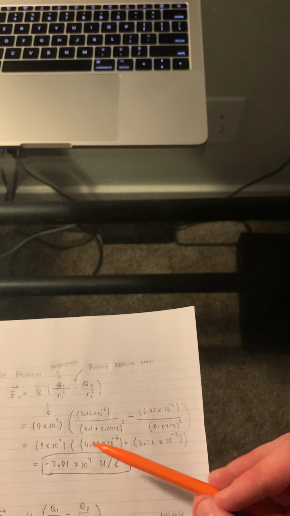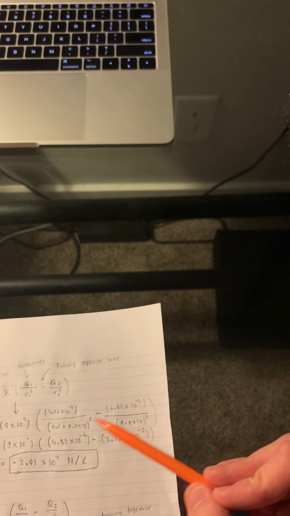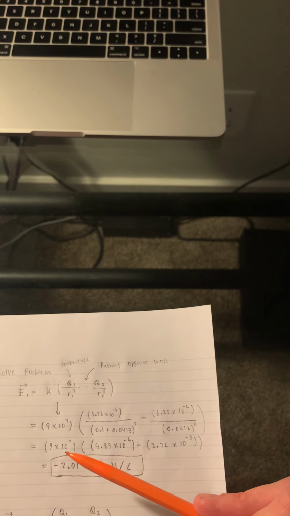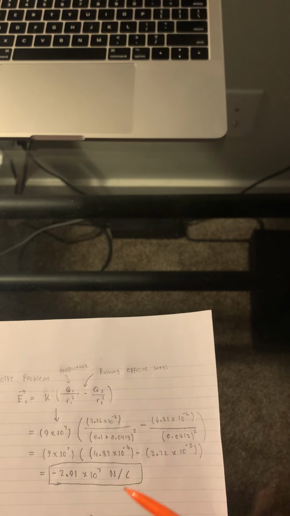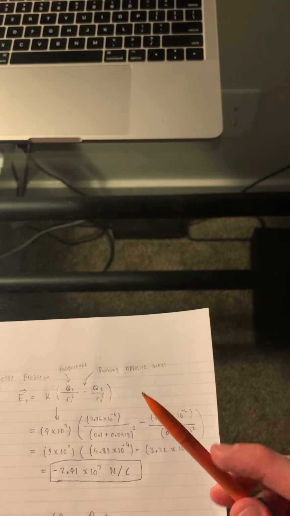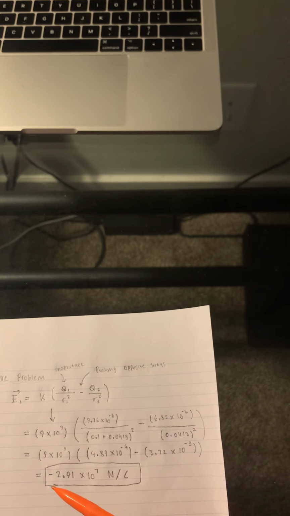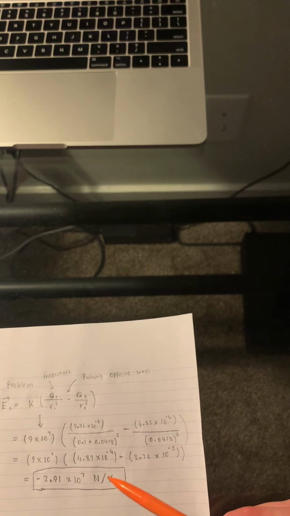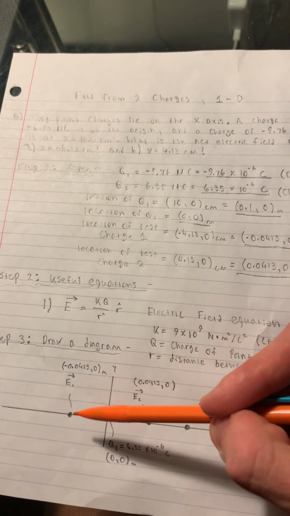And we end up getting these two values, and we just subtract these two, multiply by 9 times 10 to the 9th, and we end up getting our first electric field at the first test charge, and that'd be negative 2.91 times 10 to the 7th newtons per coulomb. So that's what is being felt at this point right here.